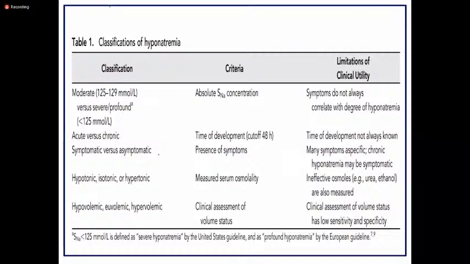Hyponatremia can also be classified according to the time of development, with the cutoff being 48 hours. Hyponatremia developing in less than 48 hours is acute, whereas hyponatremia developing over more than 48 hours is considered as chronic. Hyponatremia can also be classified according to symptoms, so you can have symptomatic or asymptomatic, the patients who don't have symptoms. And you can also classify hyponatremia based on the serum osmolality.